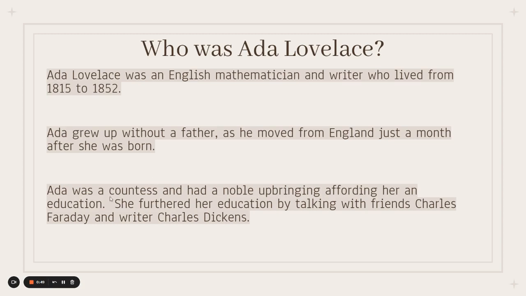Ada was a countess, so she had a noble upbringing, which means that her family had enough money for her to be educated, and she was able to attend some school, unlike most regular girls in England at this time period, right? She was educated. She also furthered her education after her limited schooling by talking with friends like Charles Faraday and Charles Dickens, right? Famous scientists and writers from the time. So she had friends who could help her learn and grow as a person. And she had these opportunities due to this noble upbringing that she had.